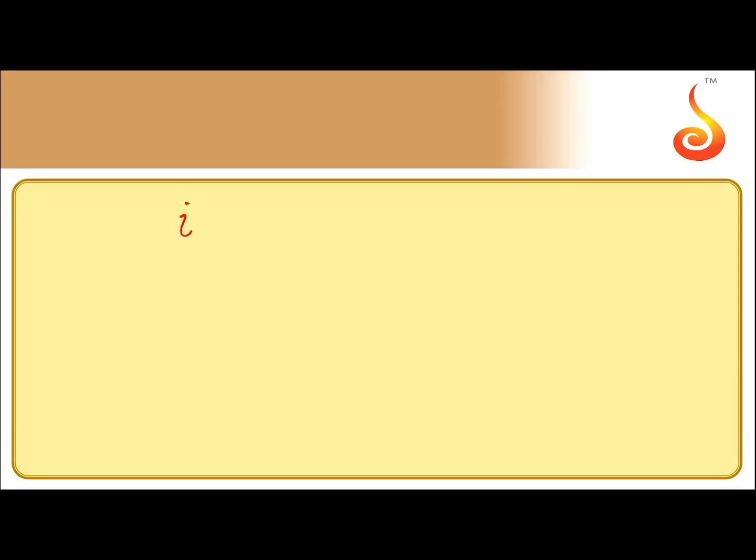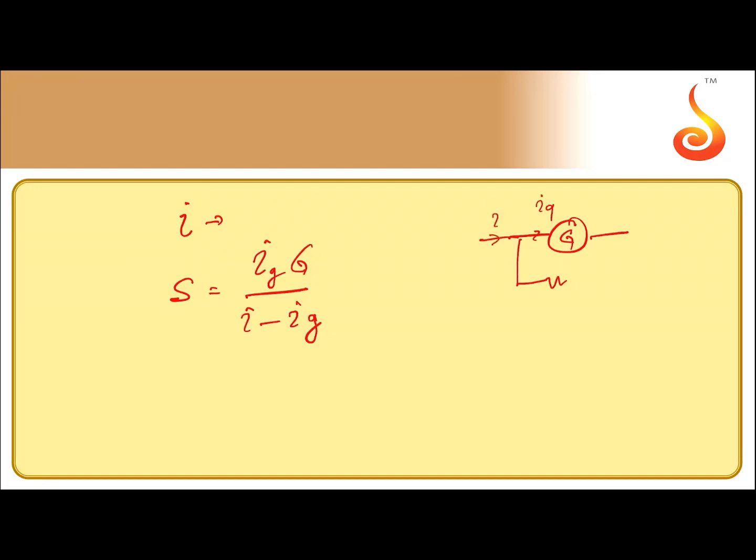So the shunt resistance required is given by Ig into G divided by (I minus Ig). You have a galvanometer of resistance G and you want the value to increase to I, and therefore to increase its range, you connect a shunt resistance in parallel, and the shunt resistance is given by Ig into G divided by (I minus Ig), where Ig is the initial current and I is the final current.